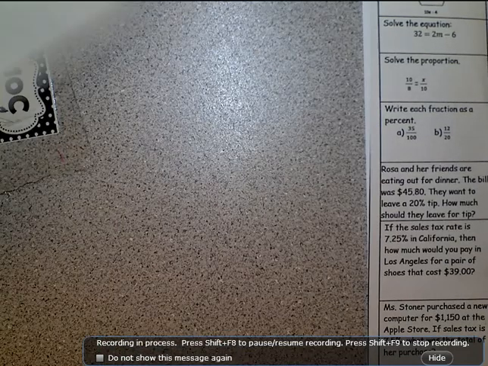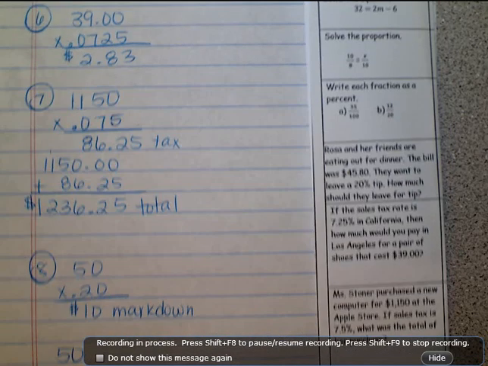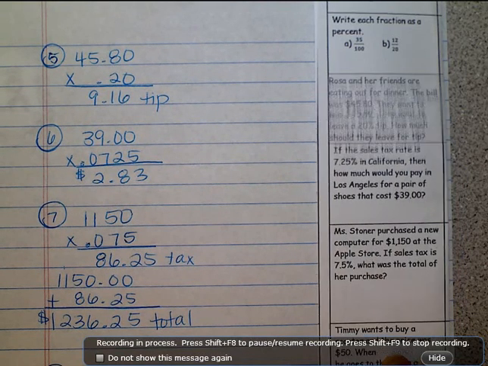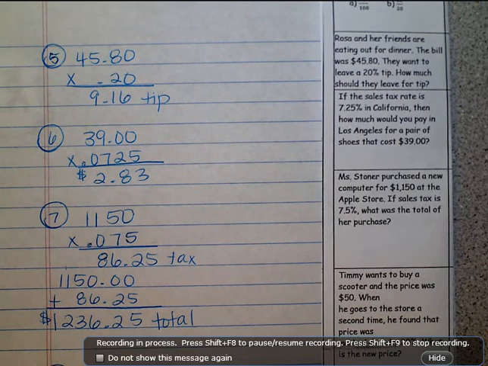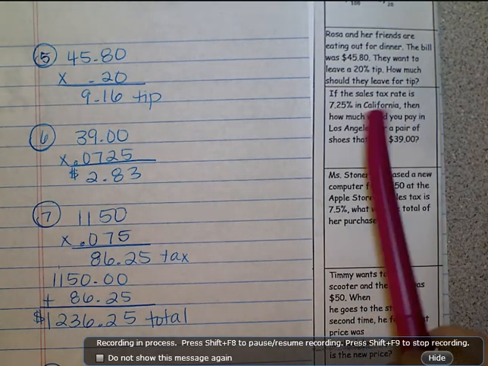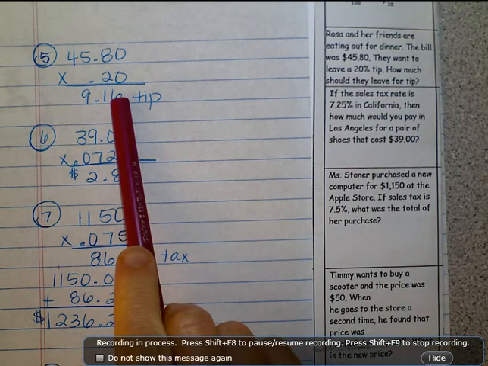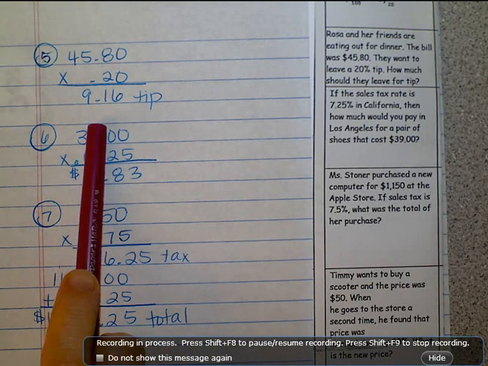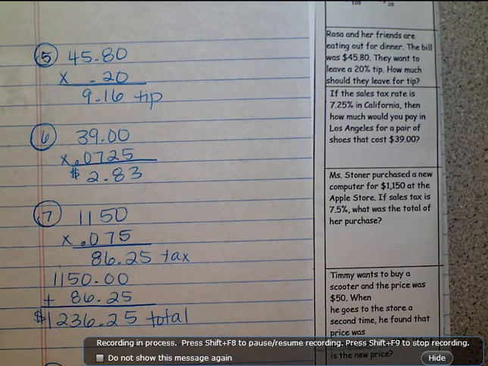For number 5, it says Rosa and her friends are out eating for dinner. The bill was $45.80. They ask us if we want to leave a 20% tip, how much tip should we leave? So again, for these problems, I need to take my percentage and convert it into a decimal. 20% converts to 0.20. I then take my total, multiply by my decimal, and my tip should be $9.16 when I multiply those two numbers together.